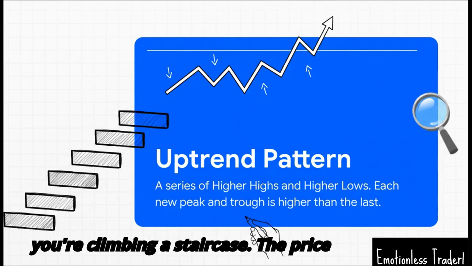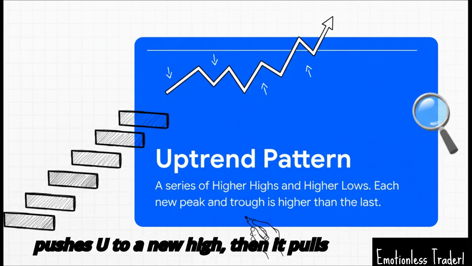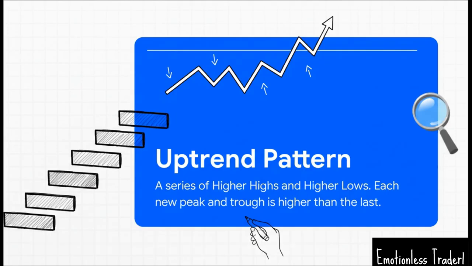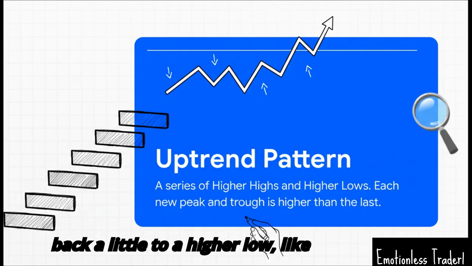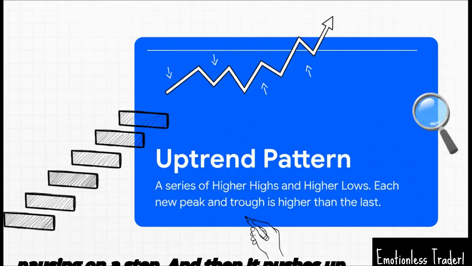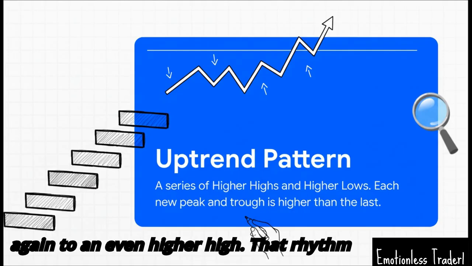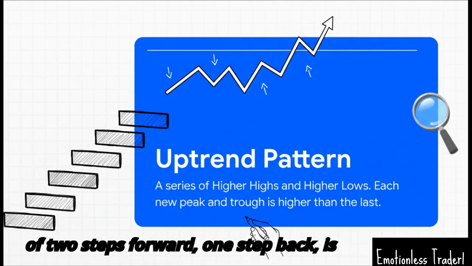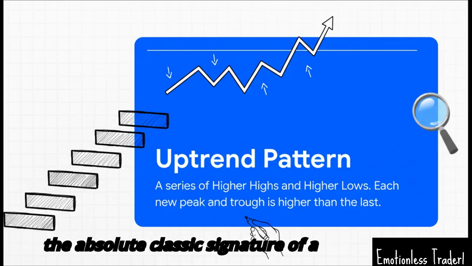The easiest way to picture it is like you're climbing a staircase. The price pushes up to a new high, then it pulls back a little to a higher low, like pausing on a step, and then it pushes up again to an even higher high. That rhythm of 2 steps forward, 1 step back is the absolute classic signature of a healthy uptrend.